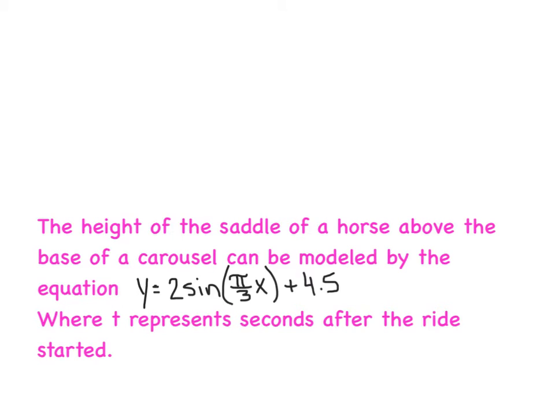But anyway, the context says that the height of the saddle of a horse on the above carousel can be modeled using this function. So we're just saying, okay, we're measuring the height of this saddle right here relative to how far above the base of the carousel it is. And t represents the number of seconds after the ride started.